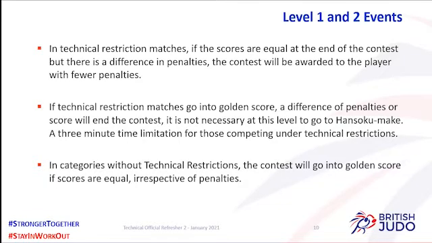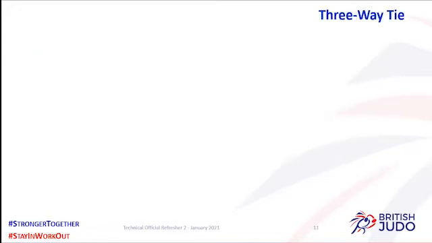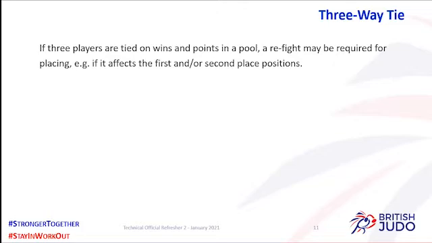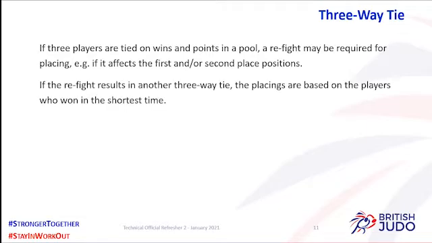Categories, as I've just hinted there, without technical restrictions, they will go all the way, irrespective of penalties. So a 3-way tie could be required, especially if it's a pool of 3, to get your placings. But the players, if the 3-way tie happens, and let's say number 1 beats number 2 beats number 3, and number 3 beats number 1, and they all do it on ippon throw the first time, you go into 3-way tie, and it all happens again, you need to find a way of splitting them.